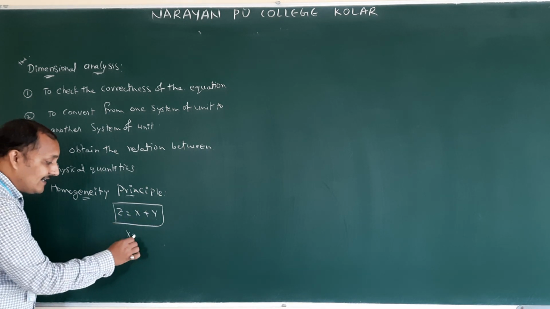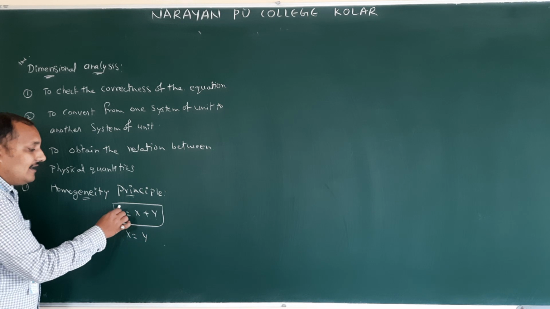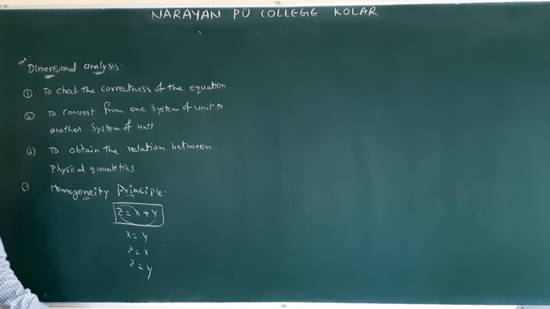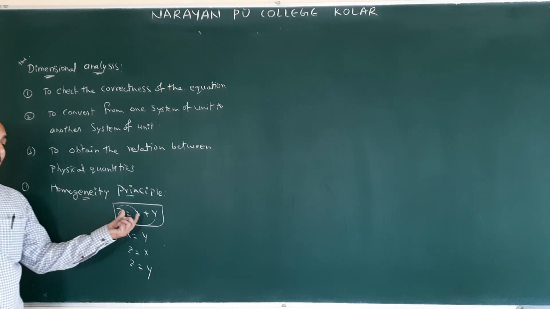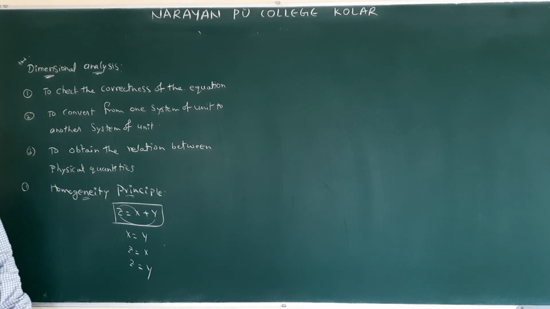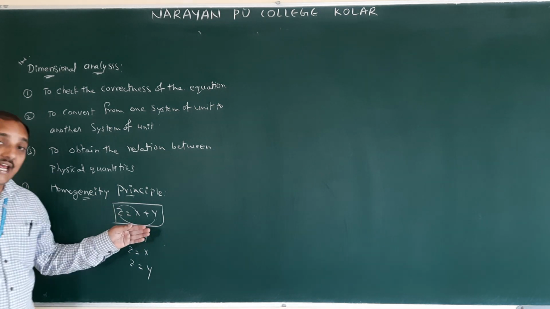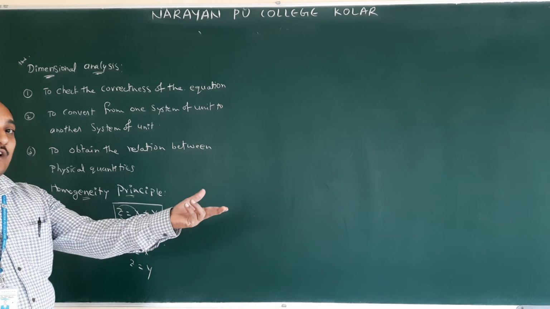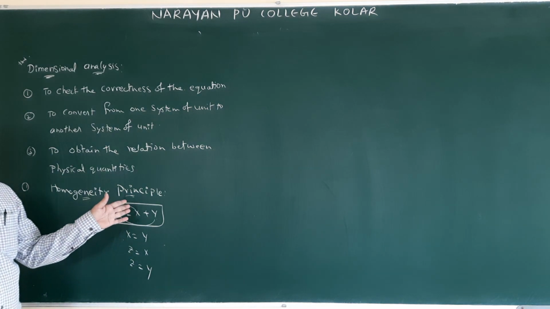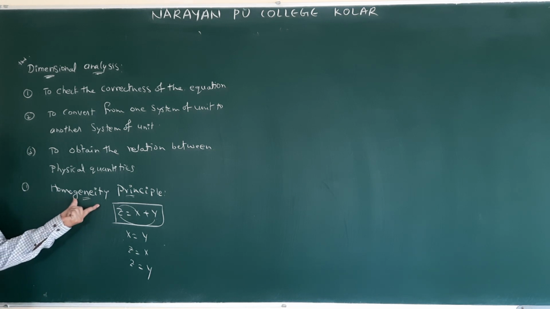In dimensions, x is equal to y, and z is equal to x, z is equal to y. This is the homogeneity principle. So we can always either add or subtract two physical quantities which have the same dimensions, not multiplication. I am saying addition and subtraction. Physical quantities which have the same dimensions can be either added or subtracted according to the homogeneity principle.